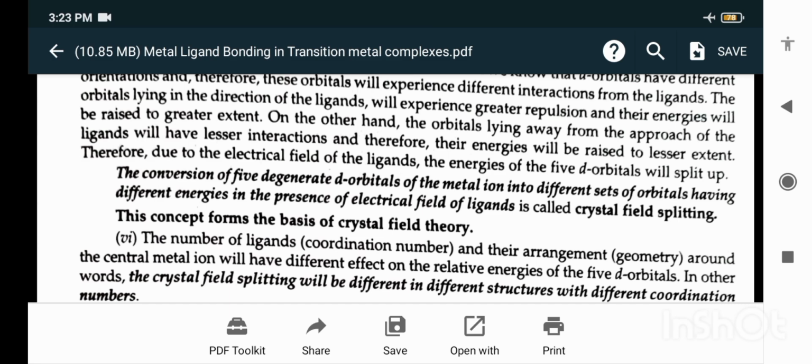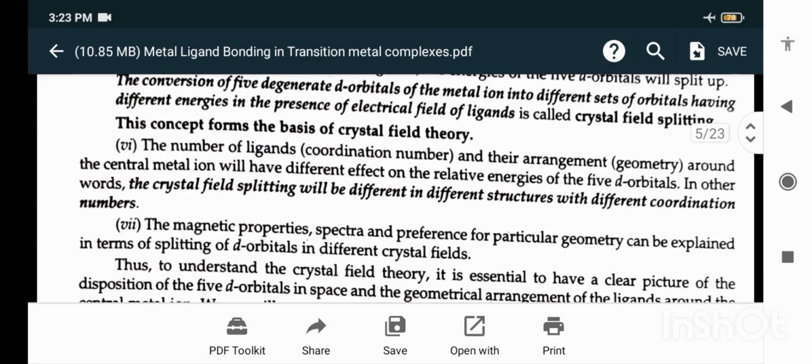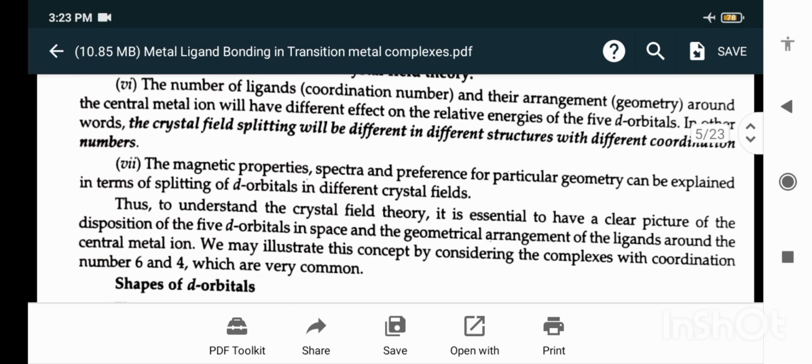The number of the ligands and their arrangements around the central metal ion will have different effects on the relative energies of the 5d orbitals. In other words, the crystal field splitting will be different in different structures with different coordination numbers. The magnetic properties, spectra, and preference for a particular geometry can be explained in terms of the splitting of d orbitals in different crystal fields.